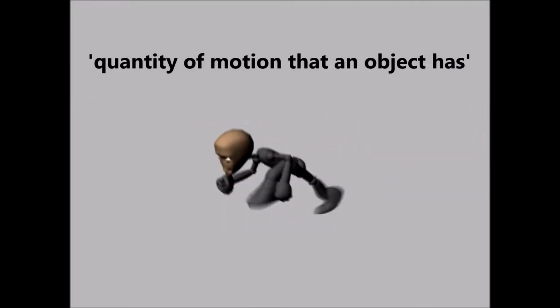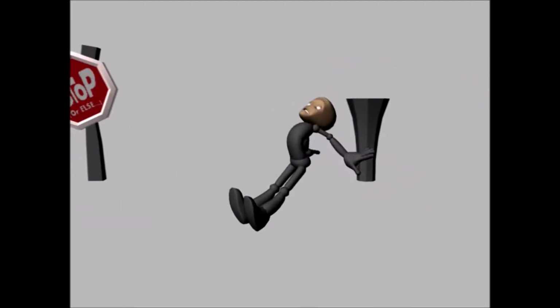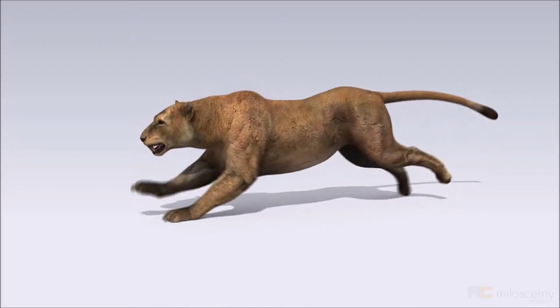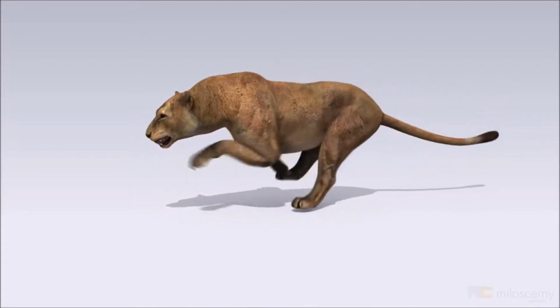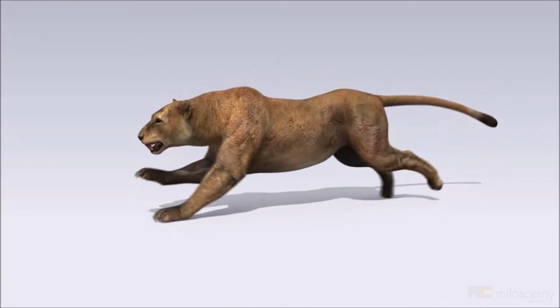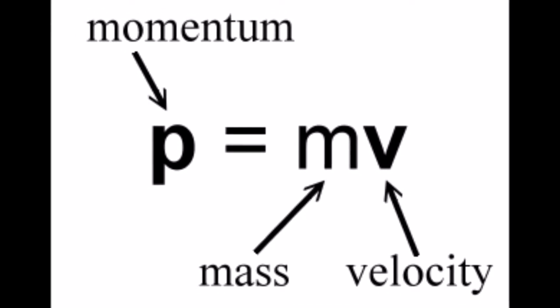Momentum in physics terms refers to the quantity of motion that an object has. It is the easiness or hardness to stop a moving object, and it is directly proportional to the mass and the velocity of an object. Thus, the equation for solving the momentum of an object is mass multiplied by the velocity of an object.